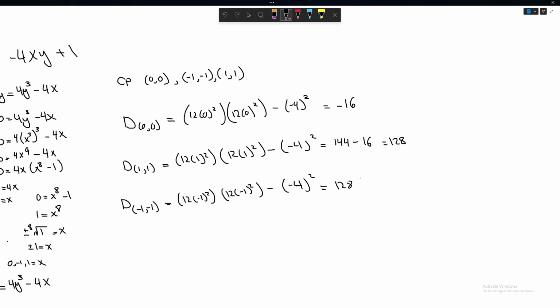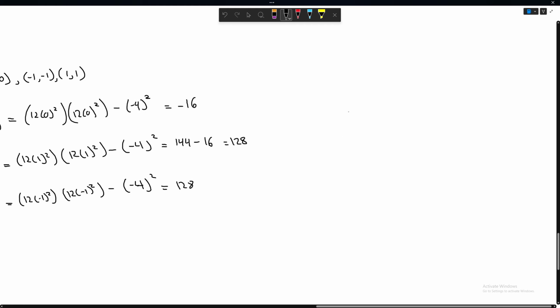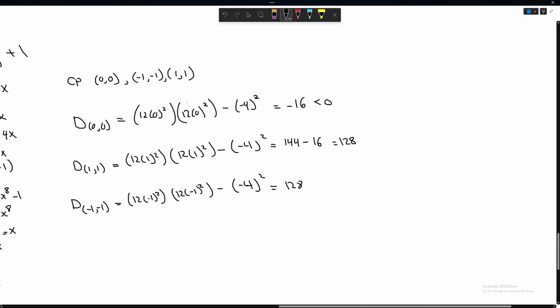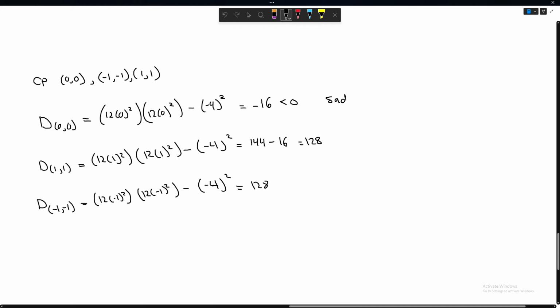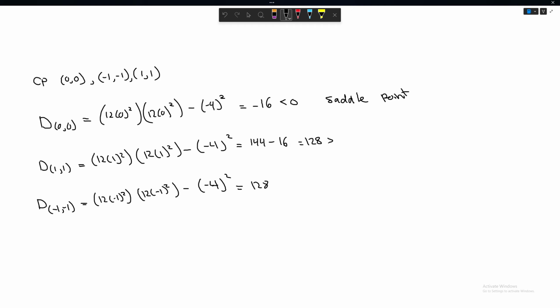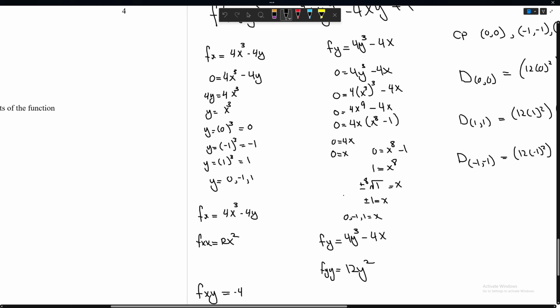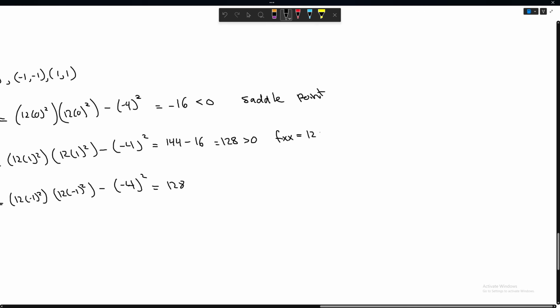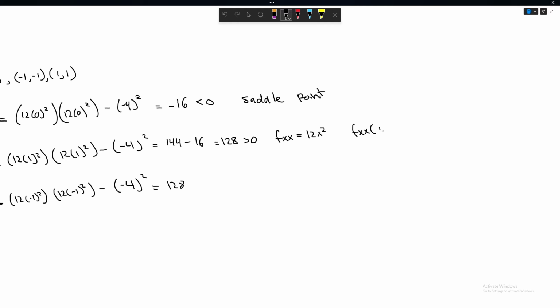So now the next step is you look. If your D is lower than 0, this is a saddle point. Okay? If it's more than 0, then you want to look at your fxx. My fxx at this point, when you plug these points in, equals 12x squared. So my fxx at 1 and 1 equals 12, 1 squared, which equals 12. 12 is bigger than 0. Okay, so that's part 1.